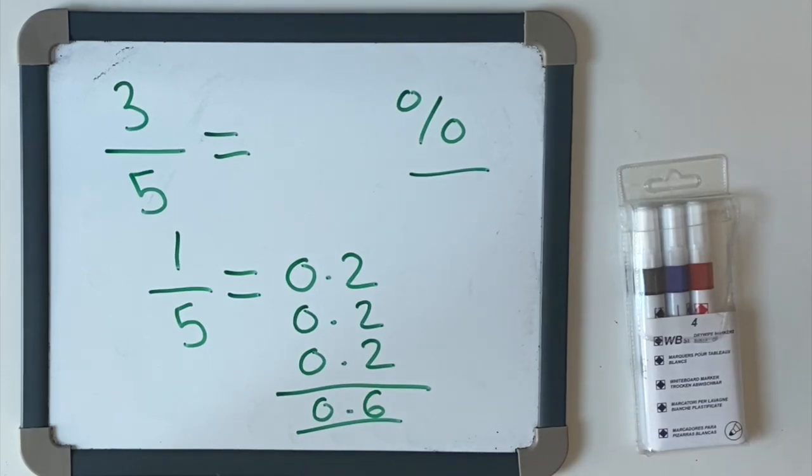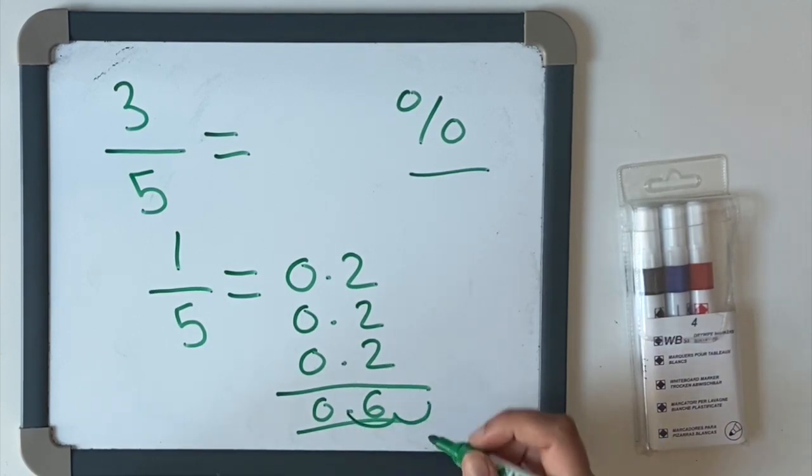Have a go on your own. Try and see if you can convert it. We're going to do 2 places to the right. So 1, 2. So the answer is 60%.